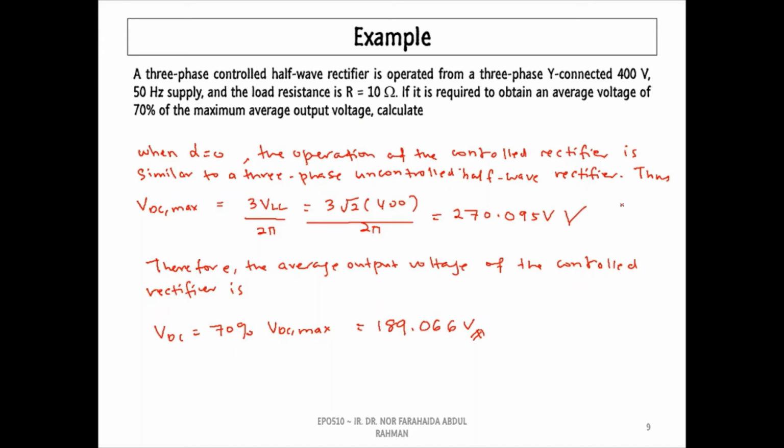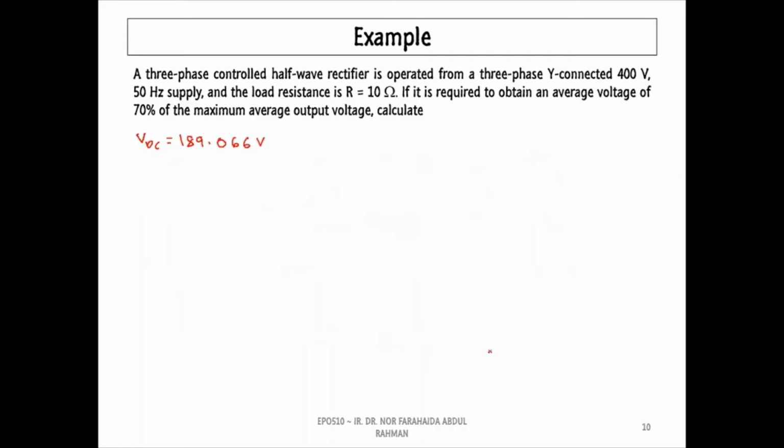Eventually, we can calculate the actual average output voltage of the rectifier. Subsequently, we can use this value to determine the delay angle or the firing angle of the rectifier. However, to determine the firing angle or the delay angle, we must know the operating condition of the rectifier. It is because the equation of the average output voltage changes according to the operating condition.